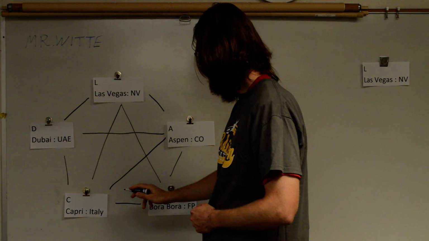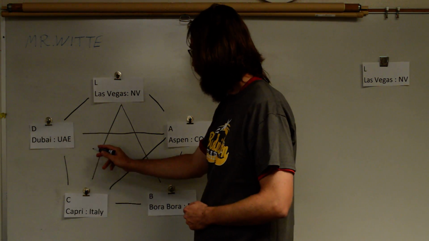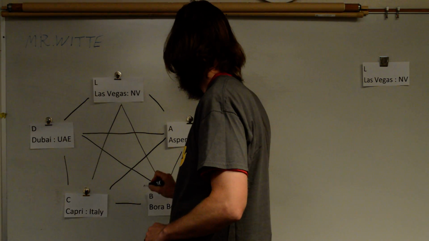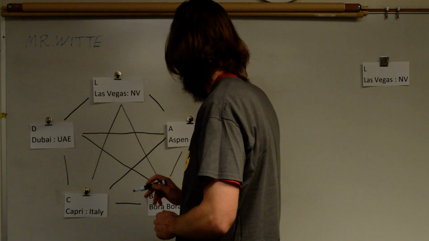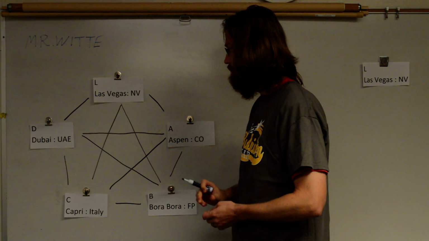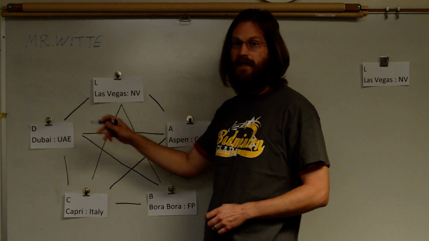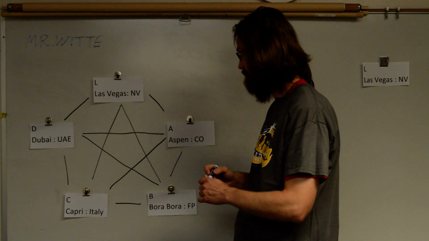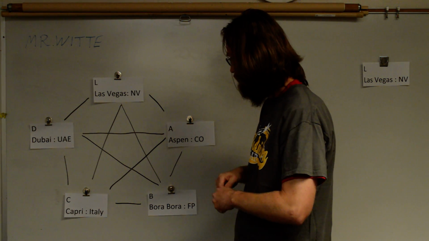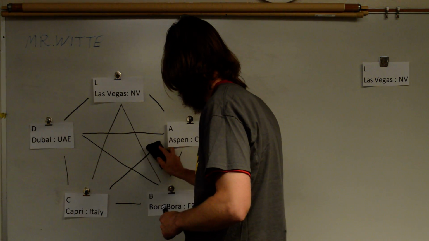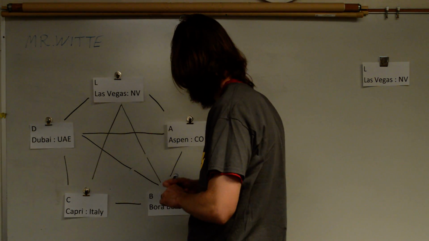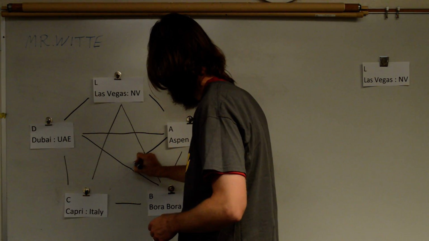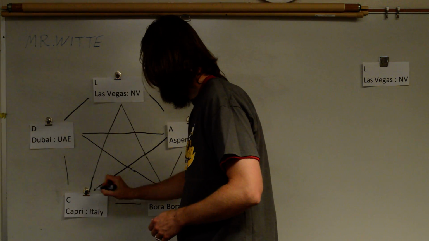It looks like Capri is done. Dubai is going to be connected to Bora Bora. And I think we are there. So you should have a total of 10 edges if you have 5 cities you want to go to. And if you notice, if I fix this one a little bit, you sort of get a star pattern.